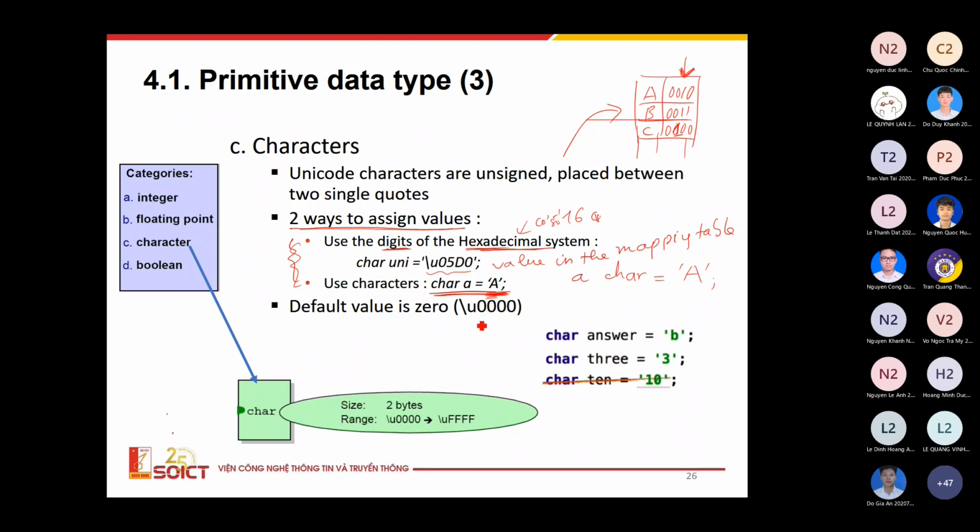And the default value is 0 bit. Okay. And in this example, you can see we have two different variables of the character type, and we assign the value of the letter b, lowercase, and the letter 3. And what happened with the third statement? Why is it not correct? For this statement, why is it not correct?